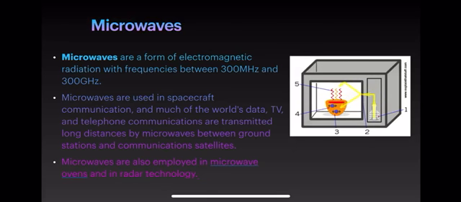Microwaves. Microwaves are a form of electromagnetic radiation with frequencies between 300 MHz and 300 GHz. Microwaves are used in spacecraft communication and much of the world's data. TV and telephone communications are transmitted long distance by microwaves between ground stations and communication satellites. Microwaves are also employed in our homes, in the microwave ovens we use, and in radar technology. So microwave ovens, just as the one shown in the figure on the side, use microwaves to heat the food that we put in there.